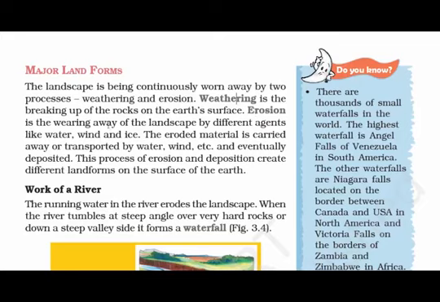Then comes the erosion. Erosion is the wearing away of the landscape by different agents like water, wind and ice. So water takes away a lot of the soil and deposits it from one place to another. Wind again blows away all the sand from one place to another. Ice again takes away the entire soil with it. Once it starts melting, it turns into water and takes away the entire soil of that place. The eroded material is carried away or transported by water, wind, etc. and eventually deposited. So now we understand the meaning of erosion and deposition.